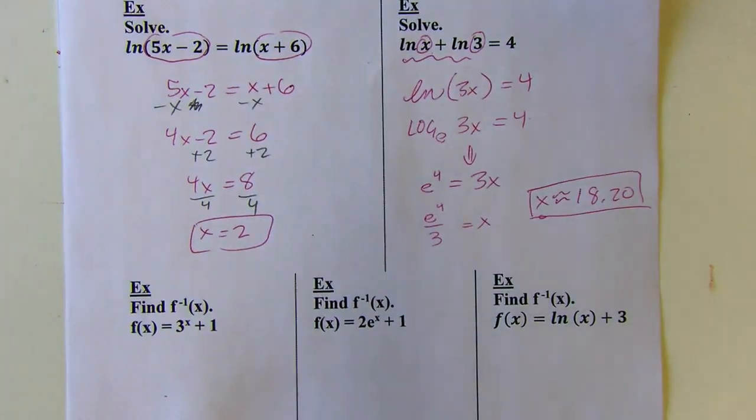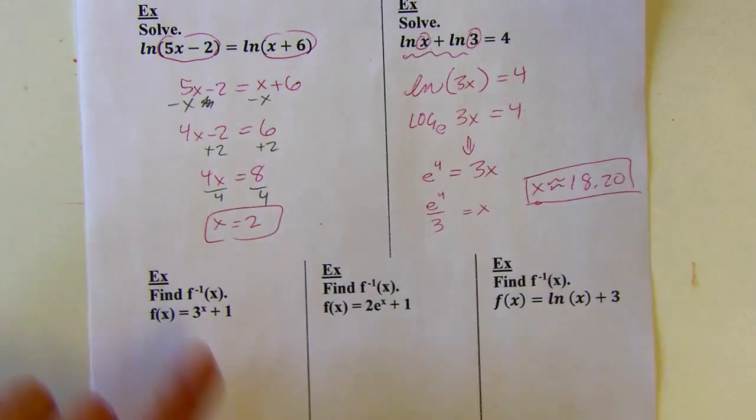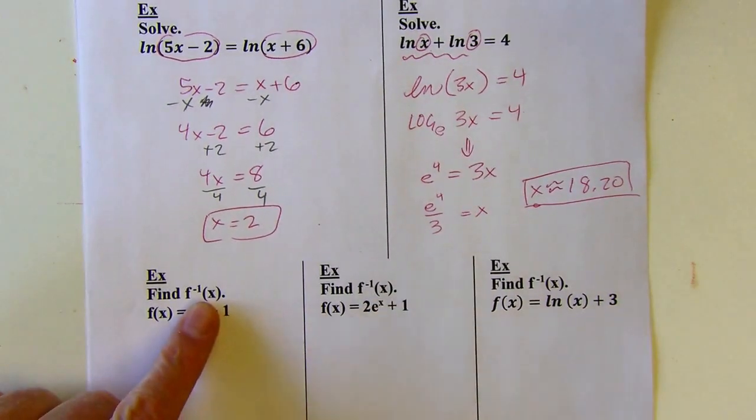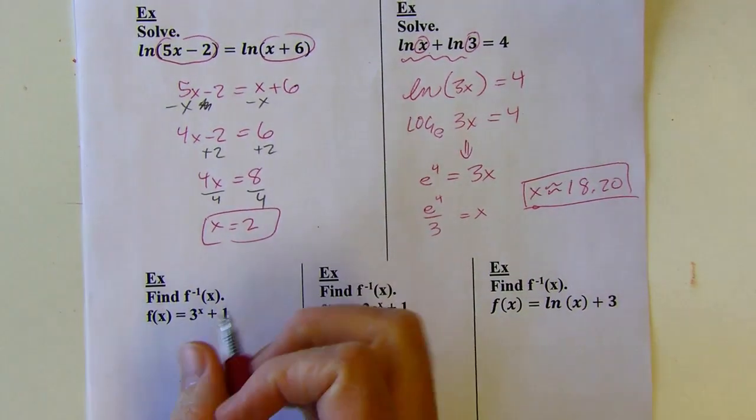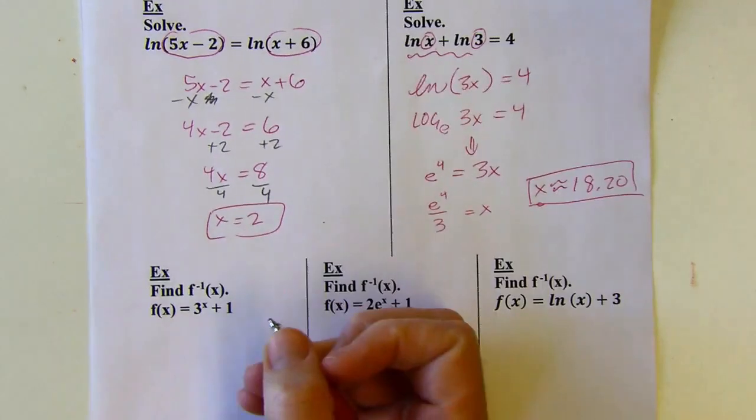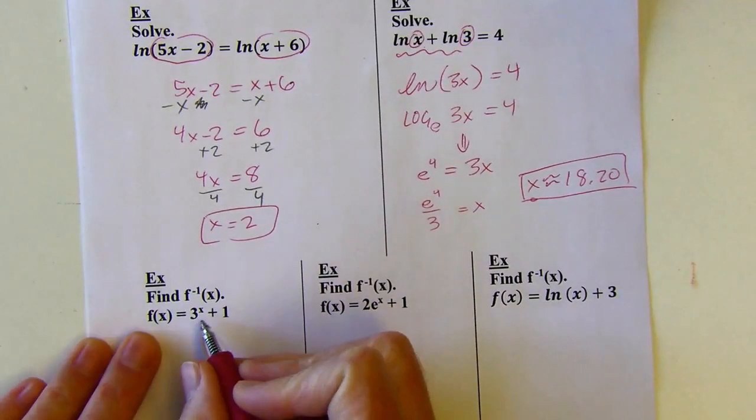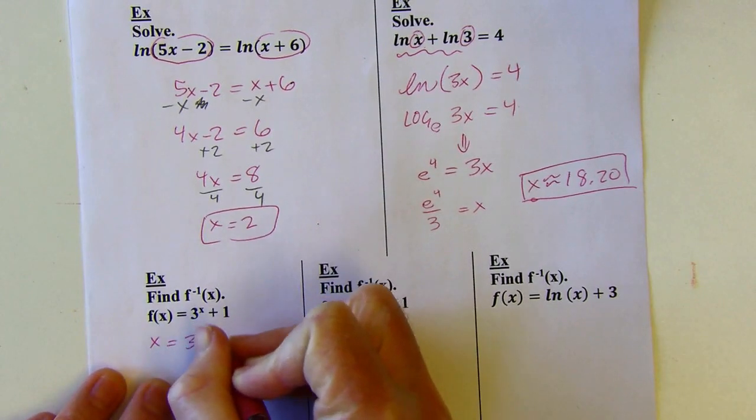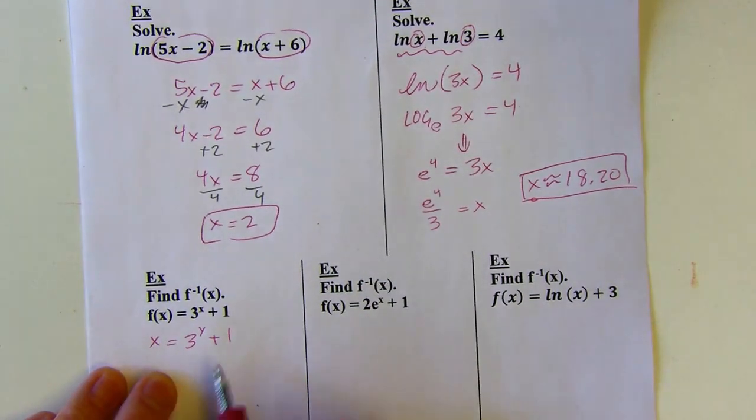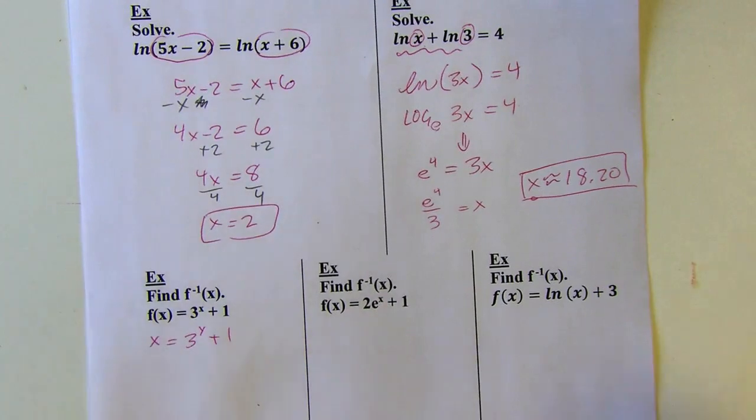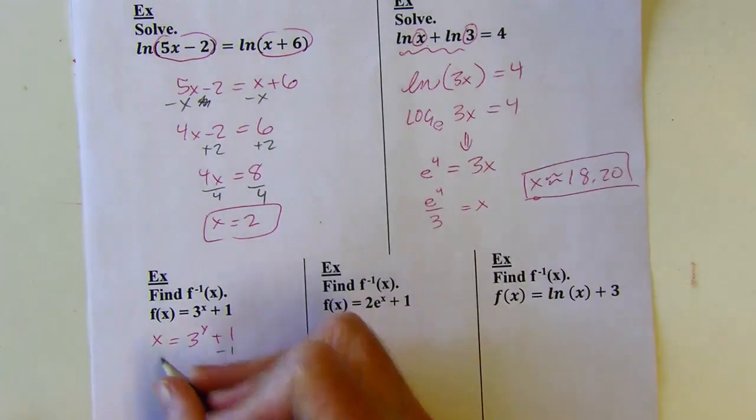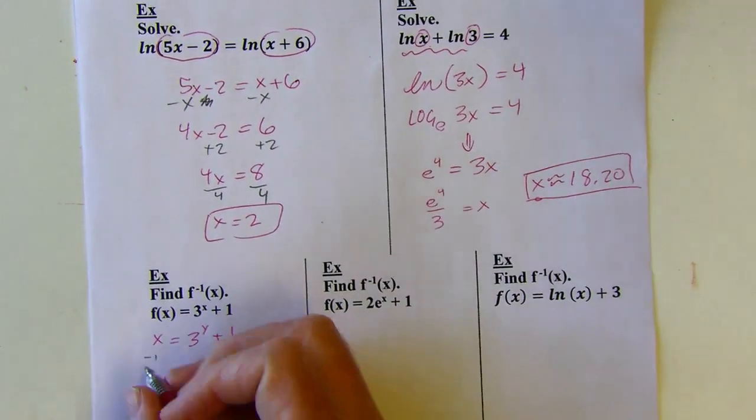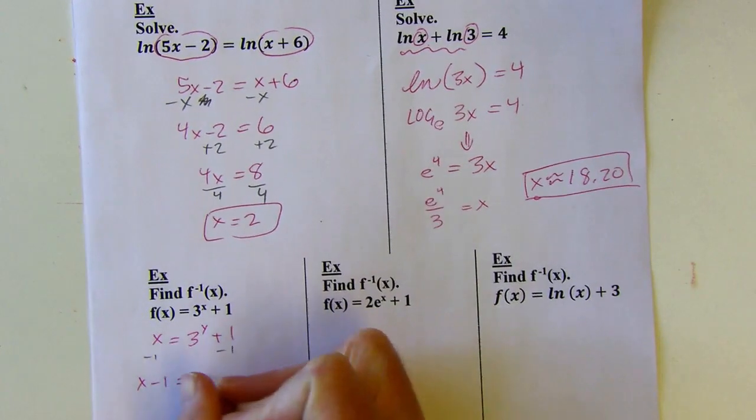So this one's a little different. I'm now finding the inverse of these three different functions. So this is kind of going back to another topic. You're going to switch the x and y's and then solve for y. So I'm going to try to get the y by itself. I can subtract 1 from both sides. That's a little closer towards isolating the y.